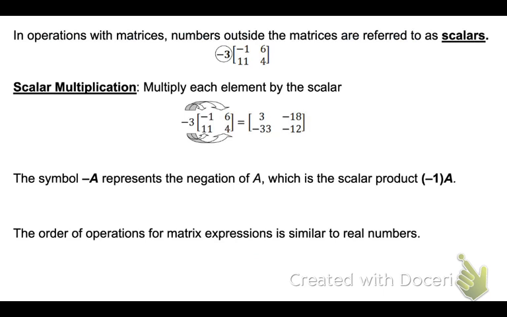Okay, operations with matrices, numbers outside the matrices, they're called scalars. Scalar multiplication, each element is multiplied by the scalar. You're just distributing it in. So negative 3 is my scalar, and so I get 3, negative 18, negative 33, and negative 12. The symbol negative A represents the negation of A, means everything is multiplied by negative 1. Just like if I put a negative outside of parentheses, I multiply everything by negative 1, correct?